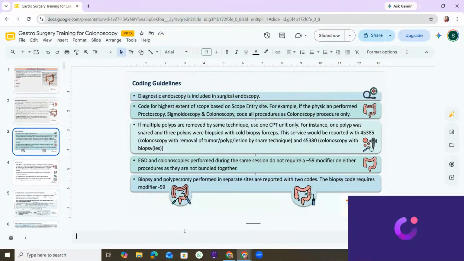Next guideline is where EGD and colonoscopy performed during the same session do not require a 59 modifier on either procedure, as they are not bundled together. Biopsy or a polypectomy performed in a separate site are reported with two codes. The biopsy codes use the 59 modifier.